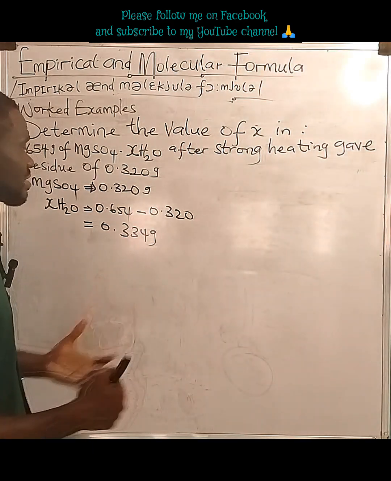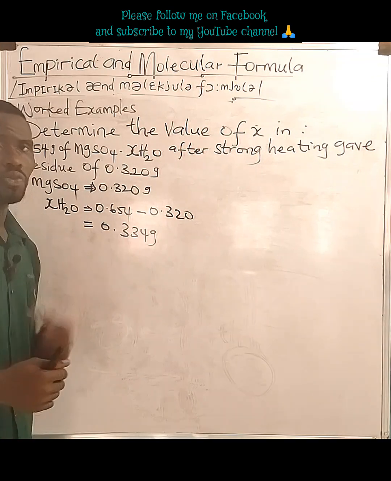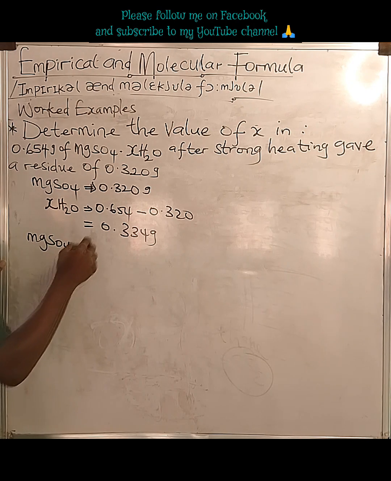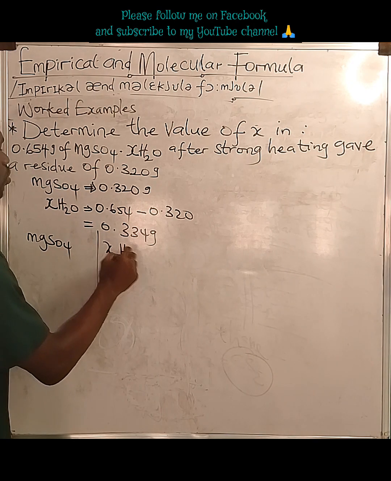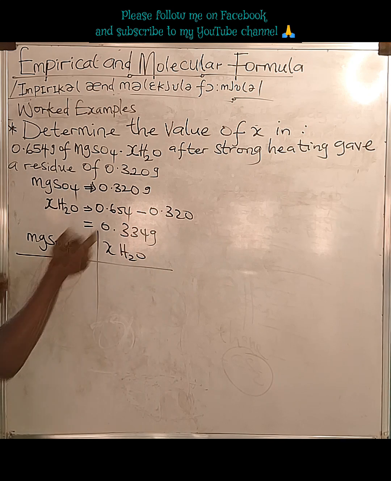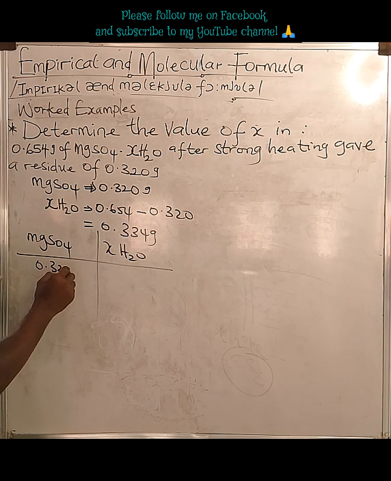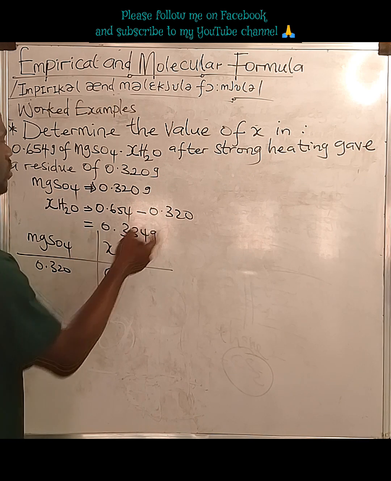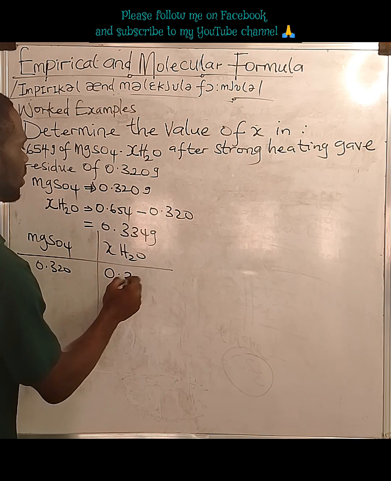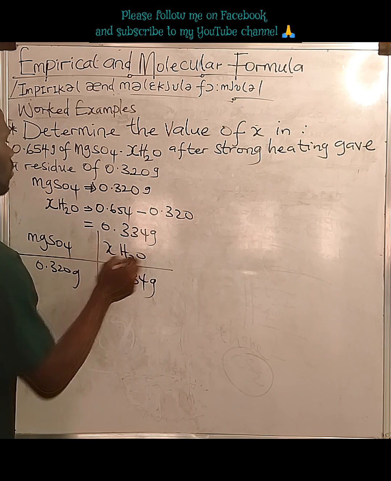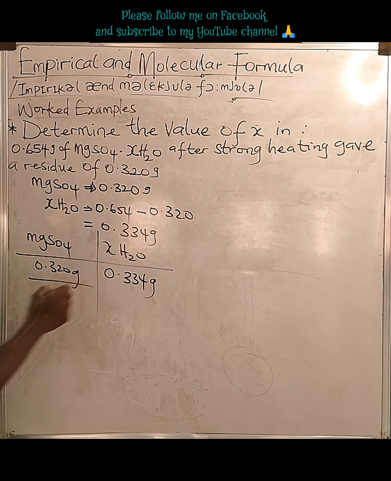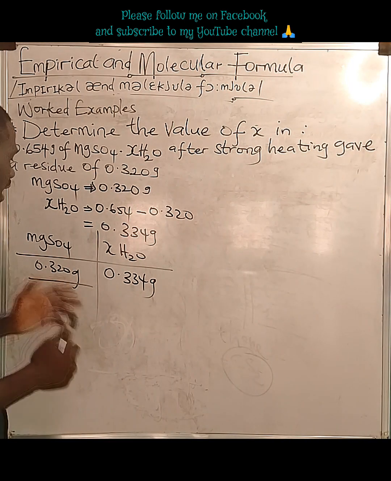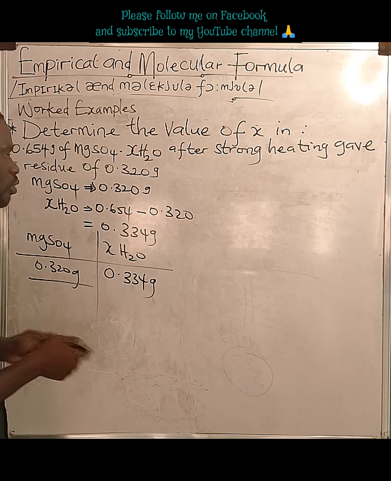So quickly, we're going to get the mole for each of them. Let's get the mole. First of all, MgSO4 on this side and XH2O on this side. So first, what we have is 0.320, which is the residue. And here we have 0.334 gram of H2O. Now we're going to get the mole. What's the mole? Mole is simply mass over molar mass. So we're going to get the molar mass of MgSO4 and also the molar mass of H2O. Let's get that done right away.